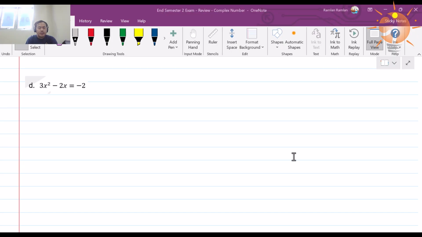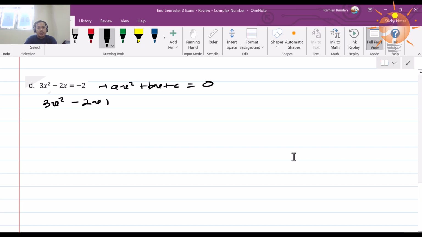So for question D, this is the same thing as before, but remember that the form of the quadratic should be in the form of ax squared plus bx plus c equals 0. Can you see that this is not equal to 0? So it should be equal to 0. So we need to add 2 to both sides to remove this -2. So you'll get 3x squared minus 2x plus 2 equals 0. Okay, this comes here.